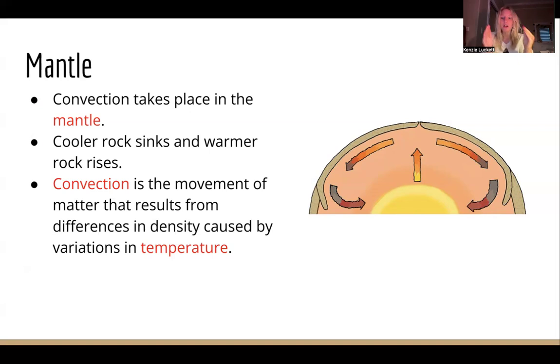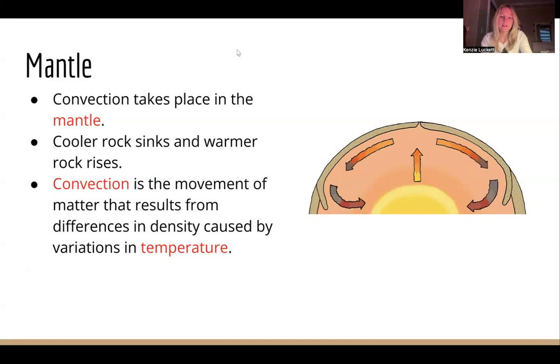So that cooler rock is sinking and that warmer rock is rising. And it's this circulation within the mantle. And again, it's solid rock moving. So that's the only difference. I know it's easy to think convection, we're thinking of liquids like water. No, the mantle's still solid.